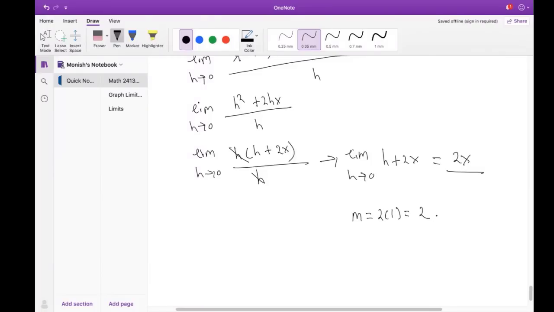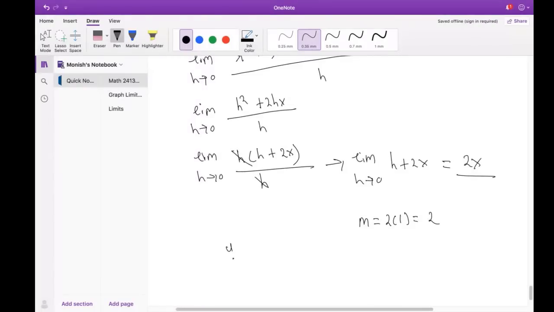And then for the equation of my tangent line, I'll have y minus y1, which is 5, is equal to m times x minus x1, which is 1. And you can leave it like that, or you can simplify and keep the y on the left side and move everything to the right, but this is sufficient.